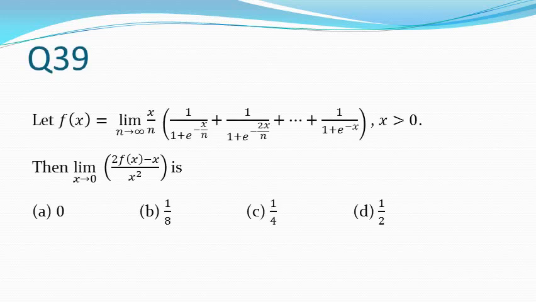Take a moment to read the question. So f of x is a function given to us in the form of the limit of a sum, and we have to find out the limit of (2f(x) minus x) divided by x squared as x goes to 0. How do we do this question?